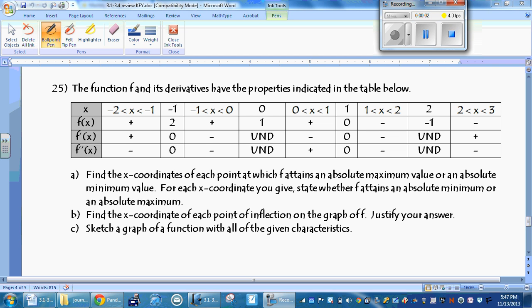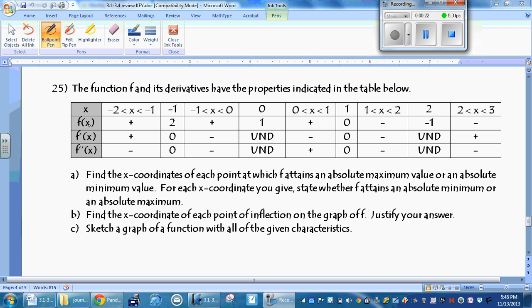Let's take a look at number 25. Although part A asks you to start to find the x-coordinates where there's a maximum, minimum, really we should start with part C. We want to actually graph this. Alright, we're going to graph it, and then we're going to be able to answer the other questions after we graph it. So we're going to look at this table.